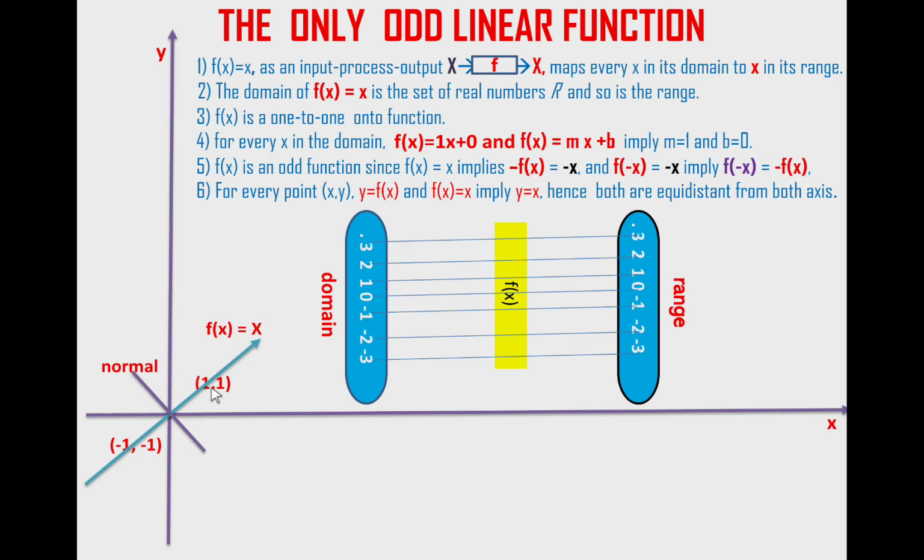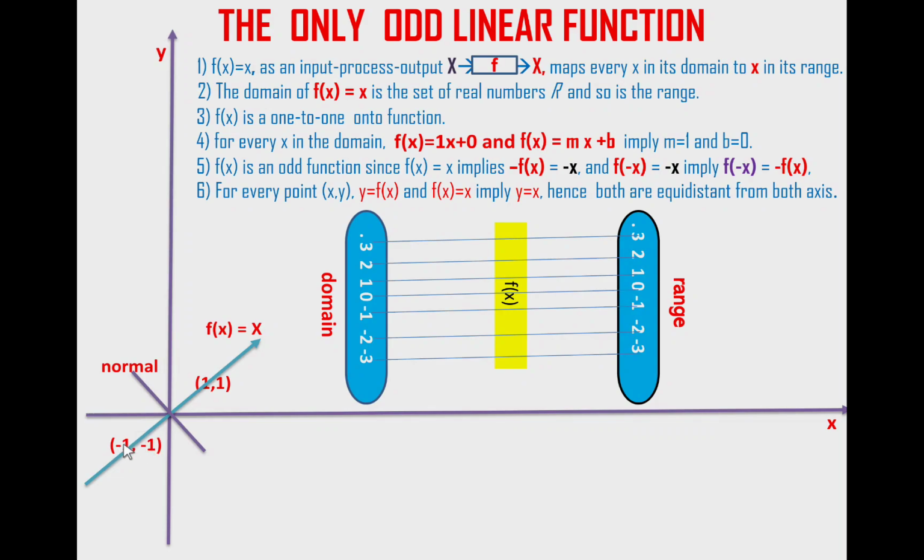The point 1, 1: if we consider the normal as a mirror, then 1, 1, if it is the object, then its image will be minus 1 comma minus 1.